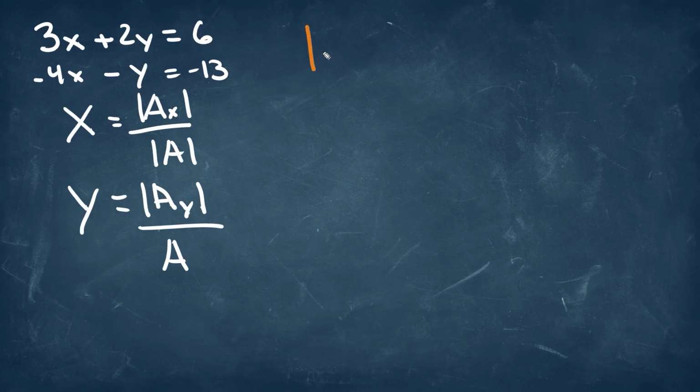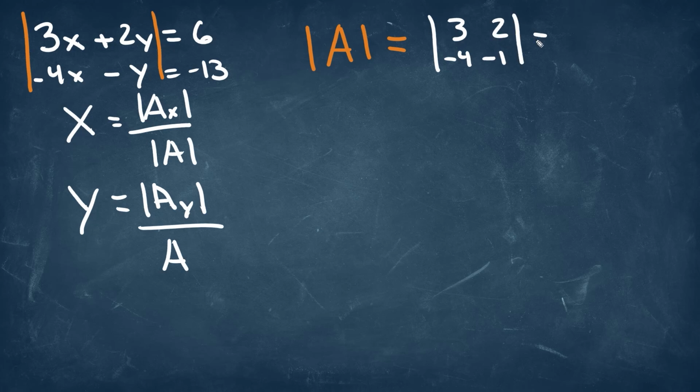Now our determinant, again, is going to be denoted as A, and it's from the coefficients found next to the variables. That's going to give us values of 3, negative 4, 2, and negative 1. We simplify this by, again, looking at the cross of 3 times negative 1 and 2 times negative 4. When we do that, we're going to get 3 times negative 1 minus 2 times negative 4. So it's going to give us negative 3 plus 8, which is equal to 5.